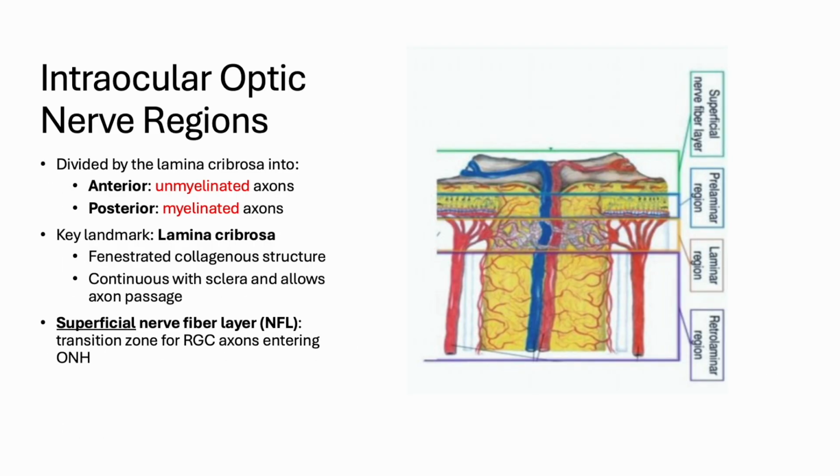Intraocular optic nerve regions. The intraocular portion of the optic nerve is divided into two parts by the lamina cribrosa. The anterior region, which contains unmyelinated axons. The posterior region, where axons become myelinated. The lamina cribrosa itself is a fenestrated collagenous structure that is continuous with the sclera. It provides a pathway for the axons to exit the eye. Also important is the superficial nerve fiber layer, or NFL, which acts as a transition zone for retinal ganglion cell axons as they enter the optic nerve head.